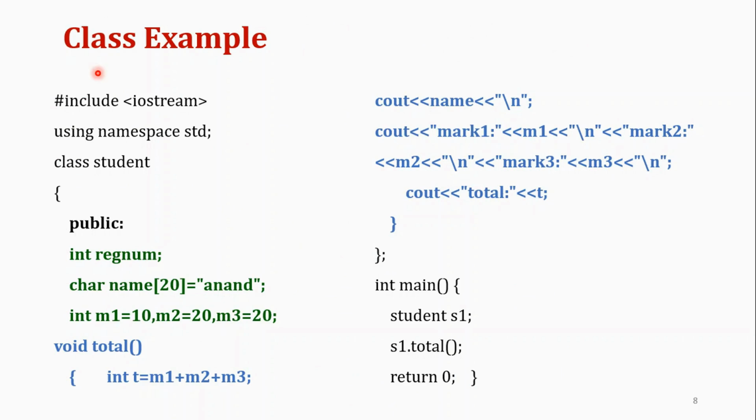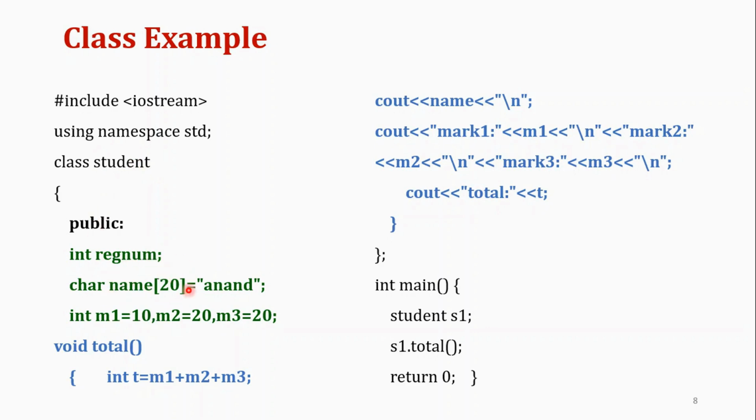So this is the header file for C++ and the naming conflict avoidance statement, using namespace std, to avoid the naming conflict. And the syntax for defining a class is the class keyword and the class name. And my class name is student. And inside that we are having member data and functions.